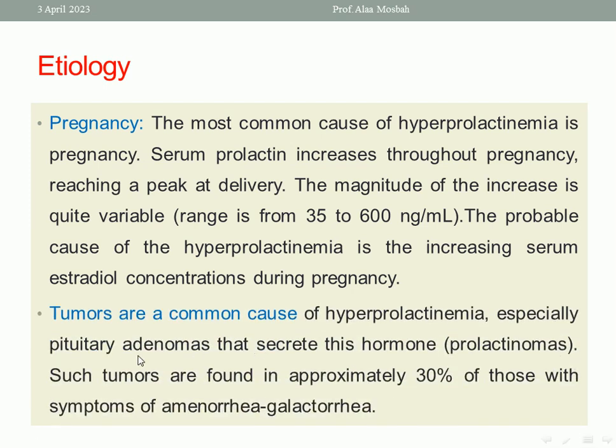One example of the pathologic causes is the tumor. As I said before, the tumor secreting prolactin, which is prolactinoma, pituitary prolactinoma. This is the commonest pathologic cause. And you should know also that such tumors are found in approximately 30% of those with symptoms of amenorrhea-galactorrhea.